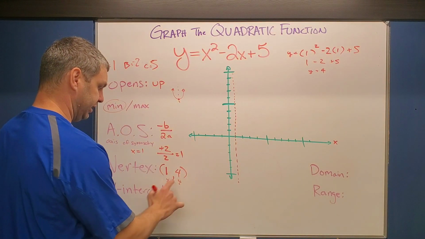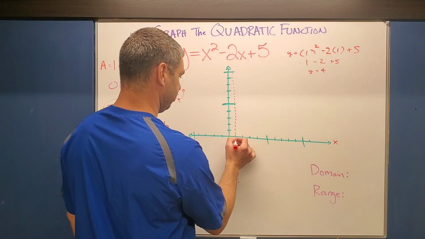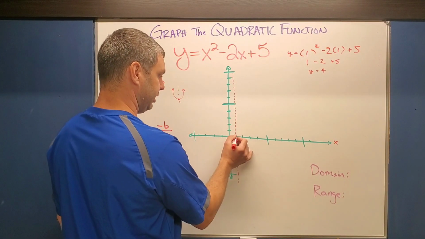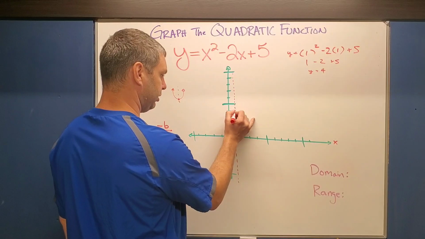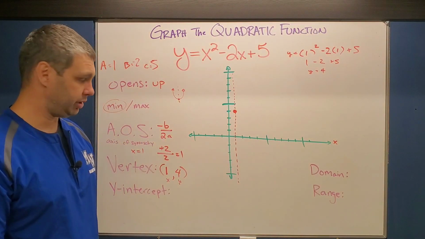What that did for me is it found the vertex to be the point (1, 4). So 1, which is good, it's on that line, which is what we said earlier. And I'm going to go up 4: 1, 2, 3, 4. And that is going to be my vertex right there, the point (1, 4).